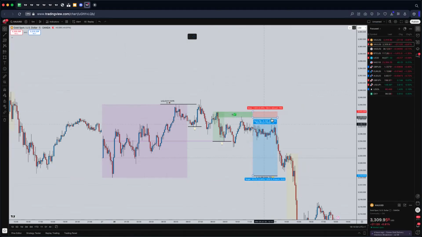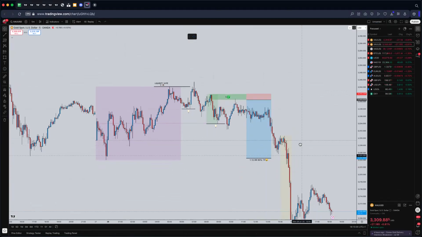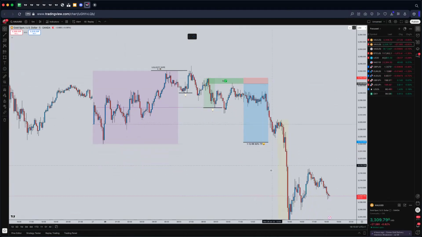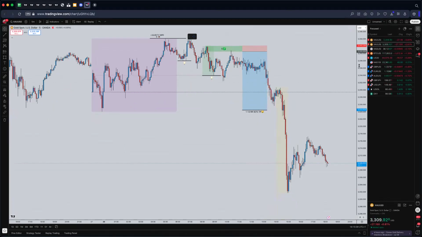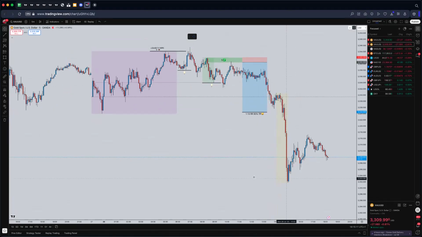We had a 16 pip stop, and then obviously, as you already know, I always do a 10 to 1, which makes it a 160 pip TP, just before the Asia session low right here. So that was my 10 to 1. As you already know, I do 10 to 1s and then I let at least 20-30% run and see how far I can go.